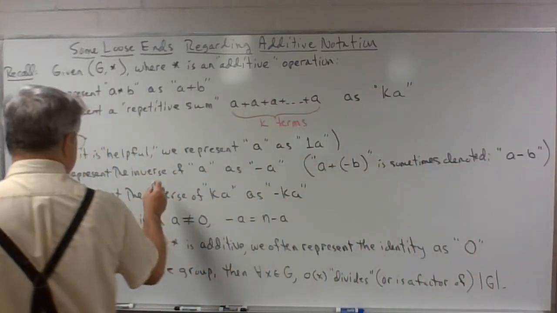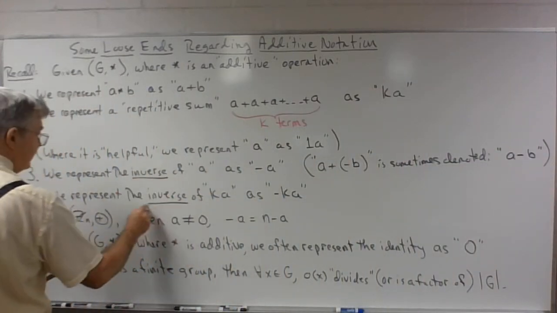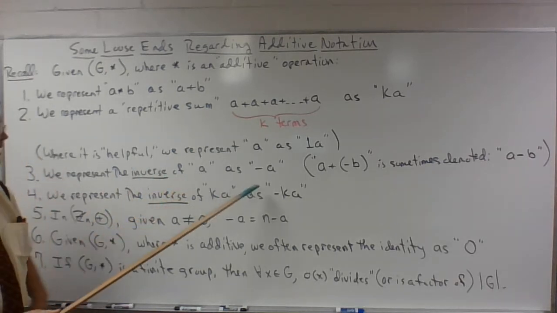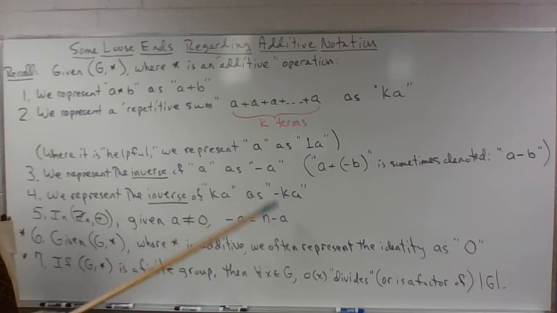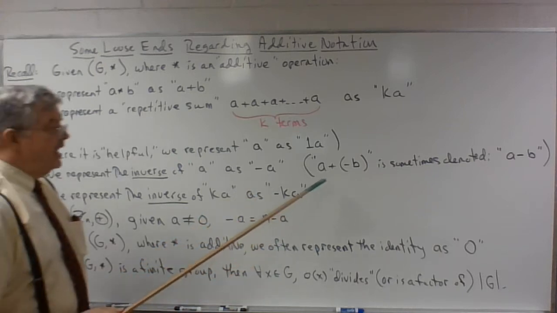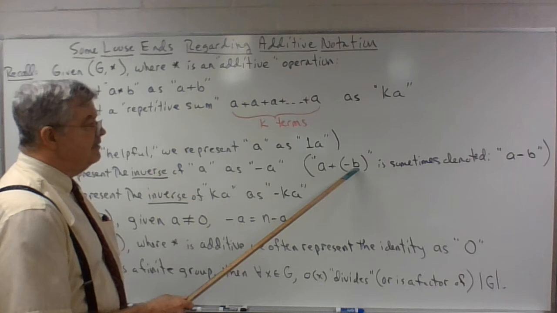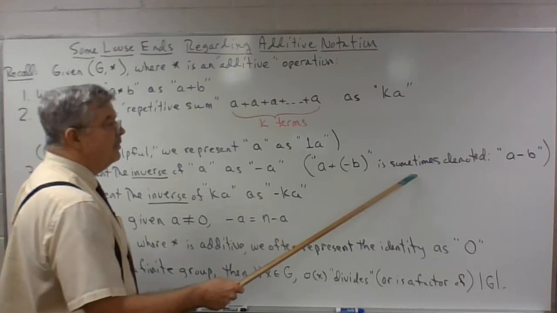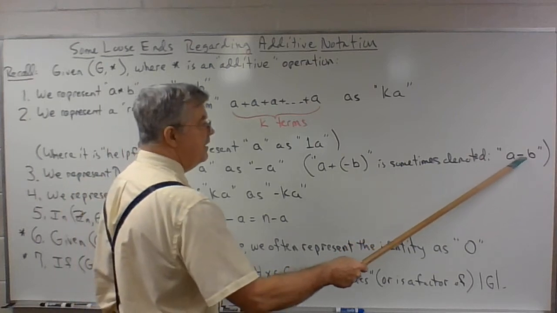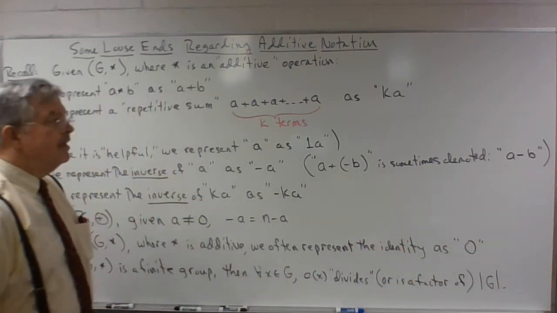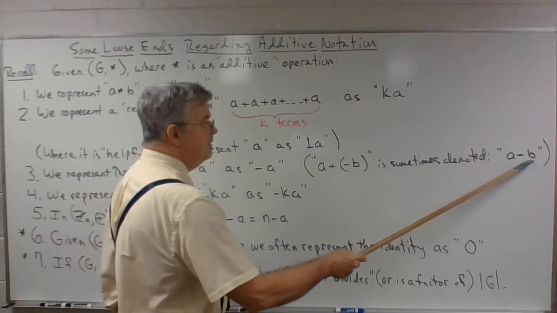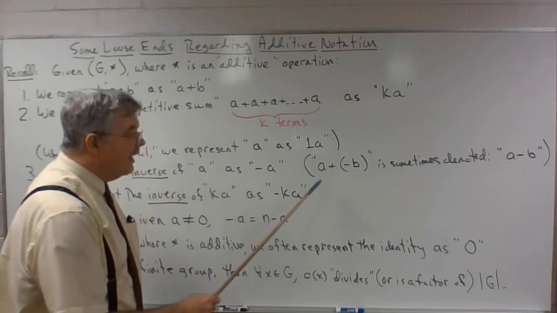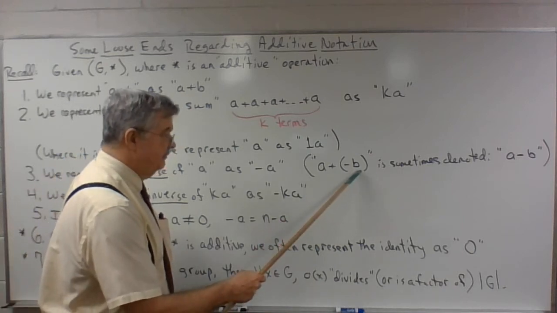We represent the inverse of the element A as negative A. And if we have A plus the inverse of B, A plus negative B, we sometimes denote this as A minus B. So if we see A minus B, what that is, is A plus the inverse of B, or A star the inverse of B.